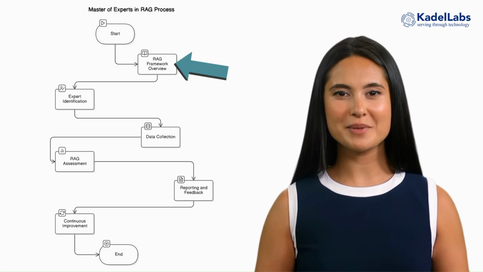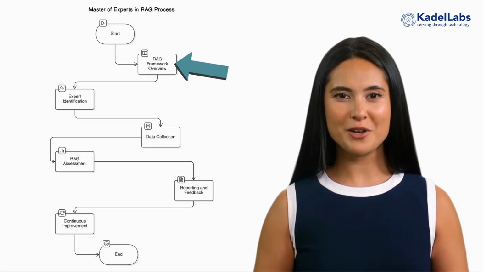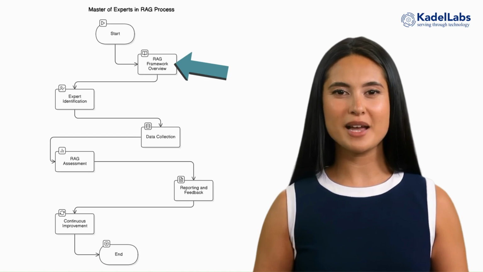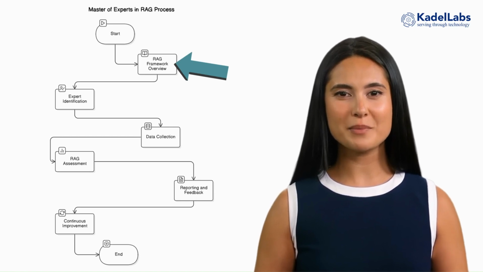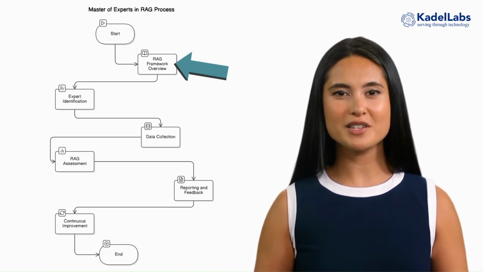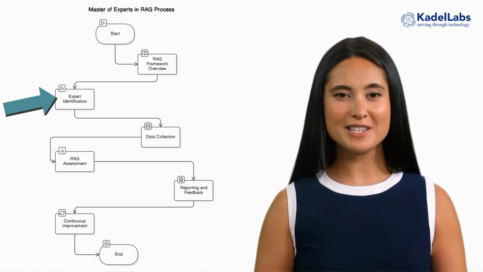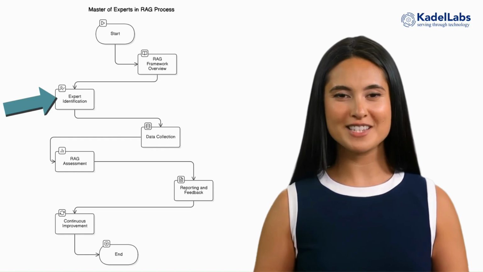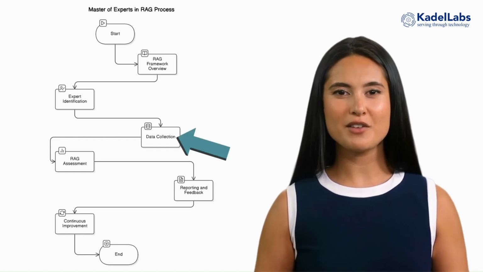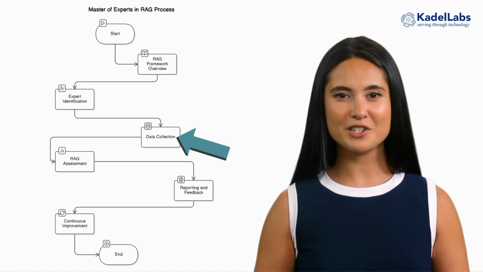We start right at the beginning, where we lay out our RAG framework. Think of it as setting up our game plan and making sure everyone's on the same page about what we're trying to achieve. Then we move to expert identification, which is where we bring in our specialists who really know their stuff. These are the people who'll help make sure our assessments are spot on. Once we have our experts, we gather all the data we need. This happens in our data collection phase.